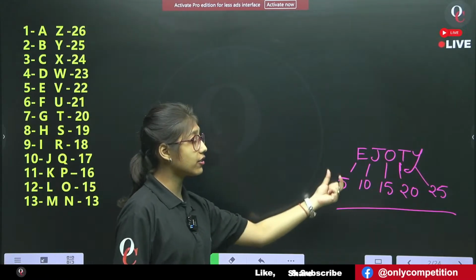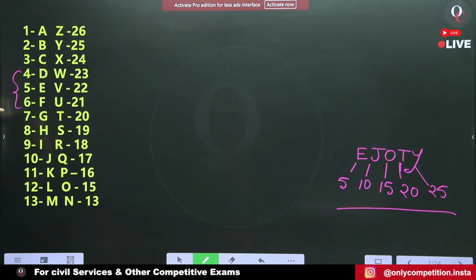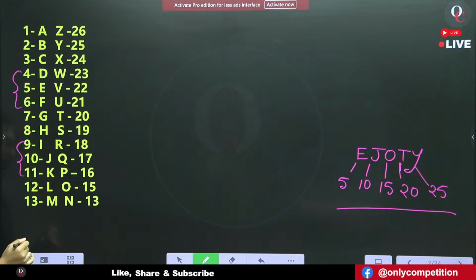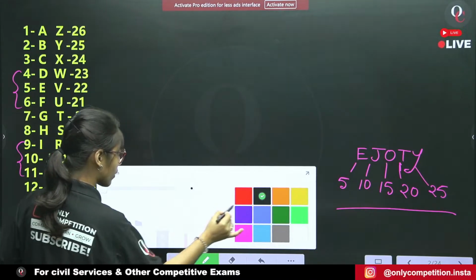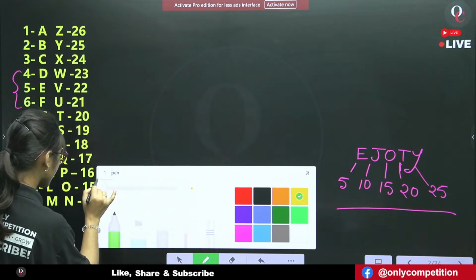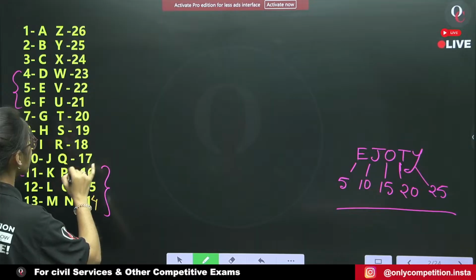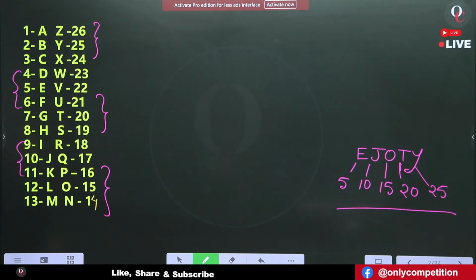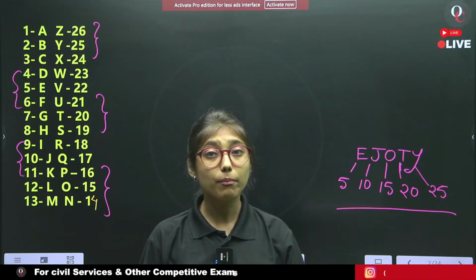How will it help? Let me show you. By using the first letter, that is E with position value 5, we can group 4, 5, 6 as a whole. For example, D's position value is 4, E's position value is 5, F's position value is 6. Similarly, we need to group 9, 10, 11. After that, this is 14. Now, we need to group 14, 15, 16. After that, 19, 20, 21. And lastly, 24, 25, 26. Now, here we can see that we have 5 groups. These 5 groups can be memorized easily by using the word EJOTY.